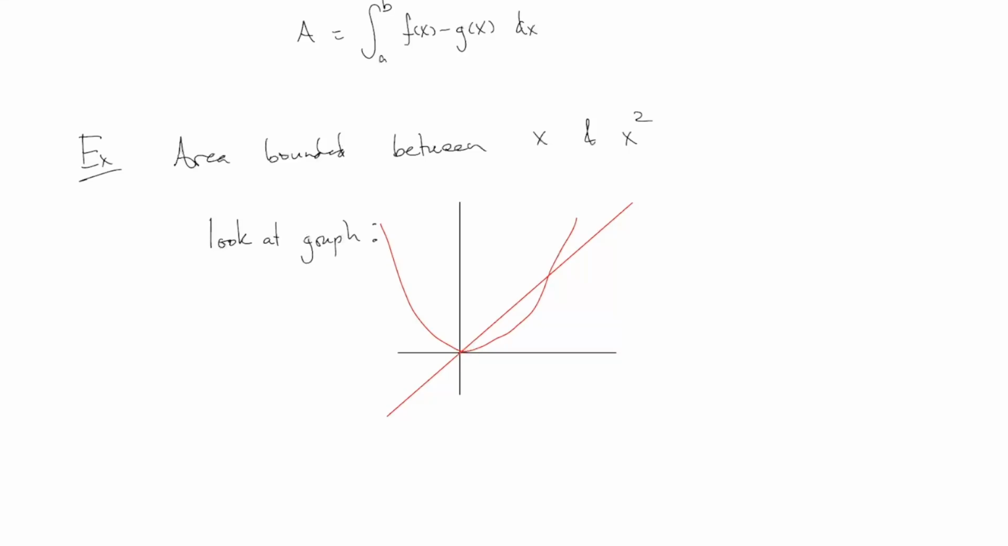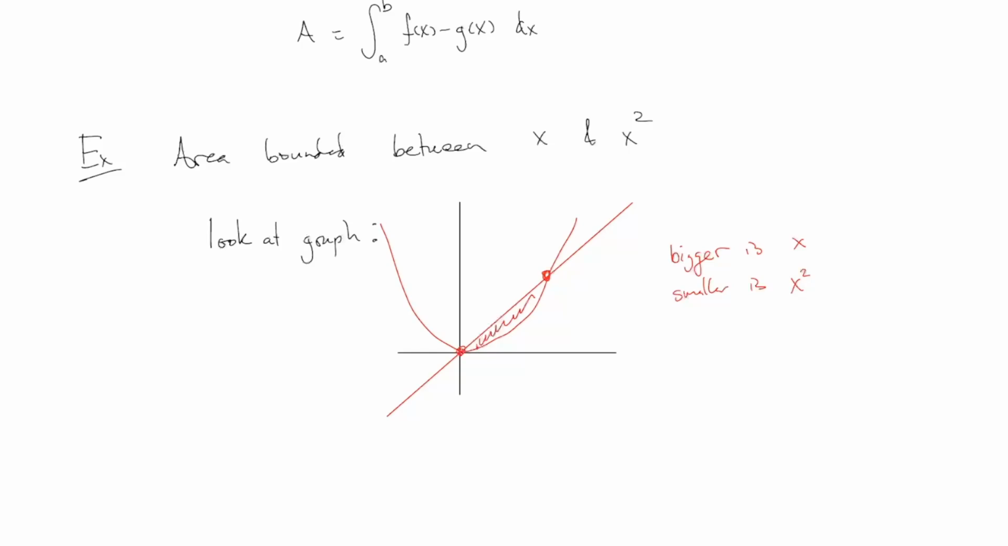And when you're looking at the graph, I think it becomes clear exactly what I'm talking about when I say the area bounded between x and x squared. This region right here is what I'm talking about. That's the area I want to find. And it also becomes clear at this point which one is the bigger and the smaller. According to the picture here, the bigger is x and the smaller is x squared. Bigger meaning farther up in the vertical direction.